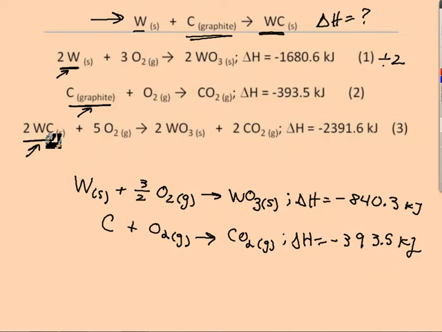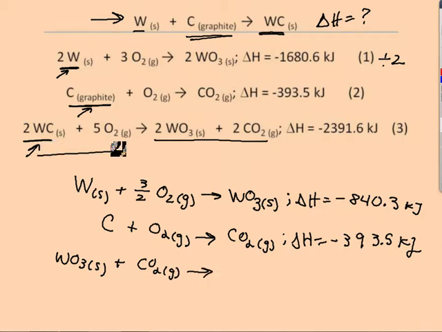We're going to go ahead and do that, flip the equation. All that means is everything that is on the right side now is going to go to the left, everything on the left is going to go to the right, and at the same time we need to divide this stuff by 2. So let's go ahead and do that. WO3, again 2 moles down to 1. CO2, again 2 moles down to 1. And now let's take these things on the left side and make them on the right. There's our 1 mole of tungsten carbide and 5/2 mole of oxygen.